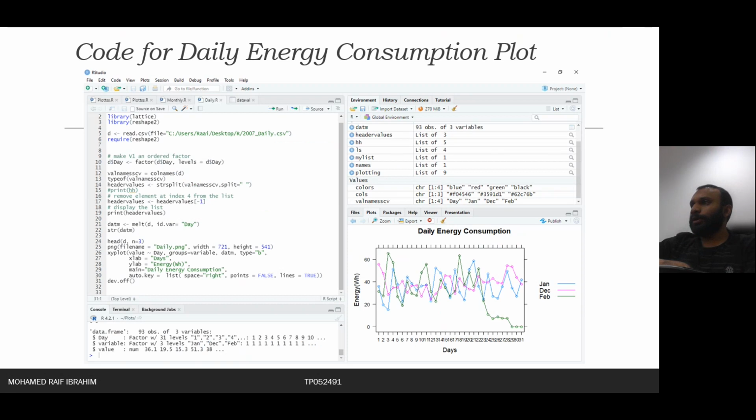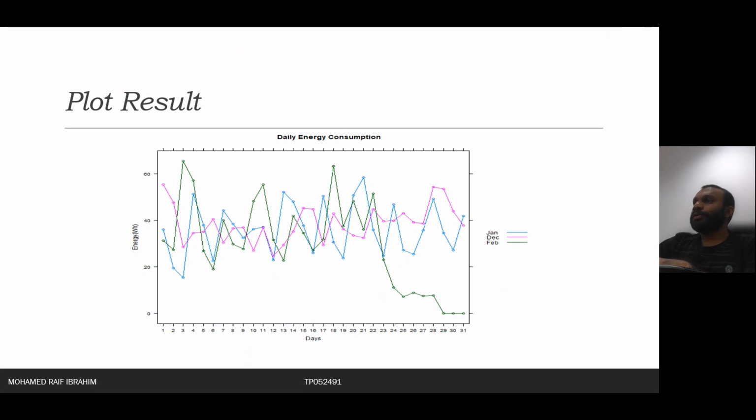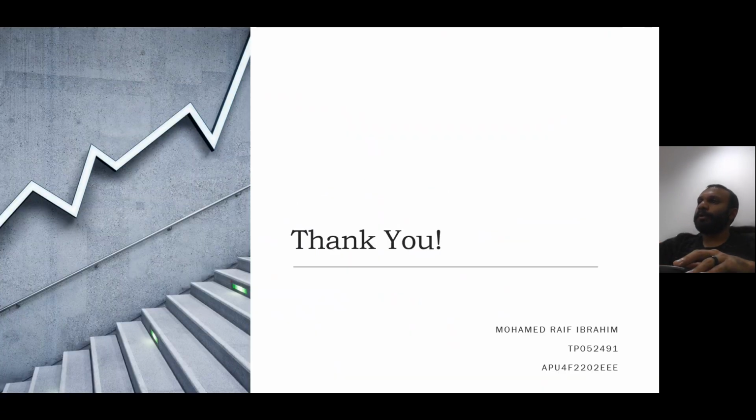For example, in this case, this is the highest usage in 2007. So I've taken January, December, and February and plotted how the data is used daily to see if there's a corresponding match or any trend where there are certain usages of energy per day or anything like that. So this is the daily plot, and this is basically how the project works. Thank you very much.